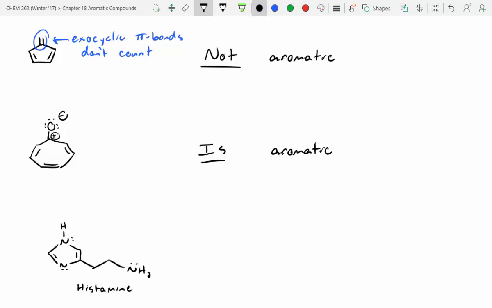So like I said, use your resonance arrow pushing to your advantage. Try to push electrons around and see if that fulfills the 4n plus 2 rule. So in this case, even though that pi bond is coming off of the ring, it doesn't really matter because we're still satisfying the 4n plus 2 rule.